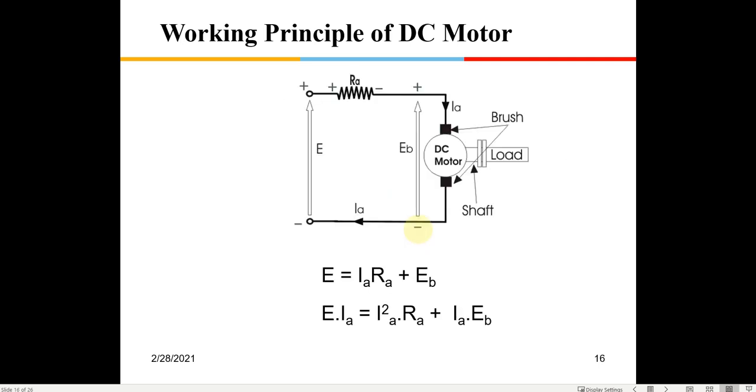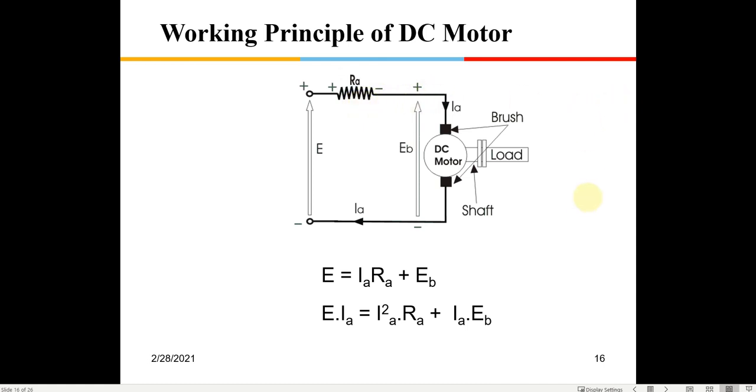Okay. So now let's take some mathematical equations to get a better insight into what is happening. This is the external voltage which we have applied here. This is the armature resistance. The armature cannot have absolute zero resistance. It's a copper winding. Although it is a copper winding, it will still have some finite armature resistance. So that is known as Ra.